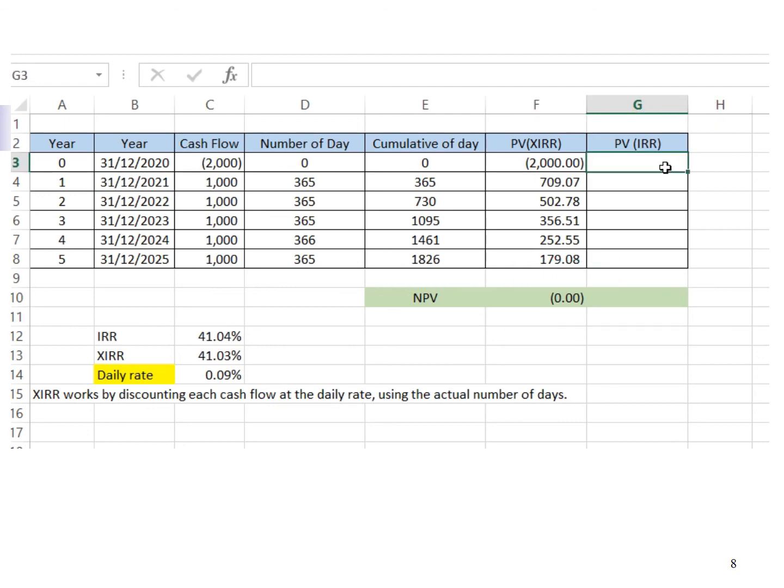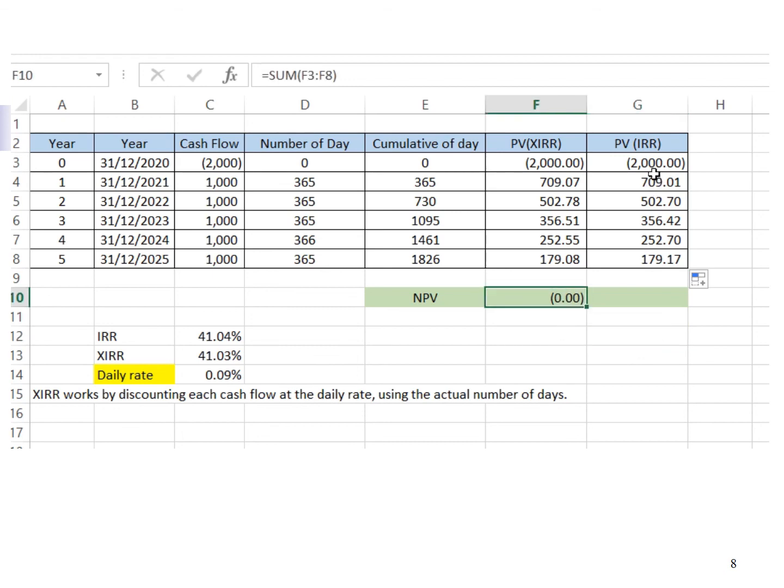Next, I'm going to calculate the NPV using the IRR methodology. I'm going to type equal, point the cash flow, divide by, open bracket, 1 plus IRR annual rate, close bracket, power of year, power of 0, enter. Alright, before that, let me put a reference cell for the interest rate. Let's fix the reference cell. Enter. Alright, after that, I'm going to drag all the way down for the rest of the cash flow.